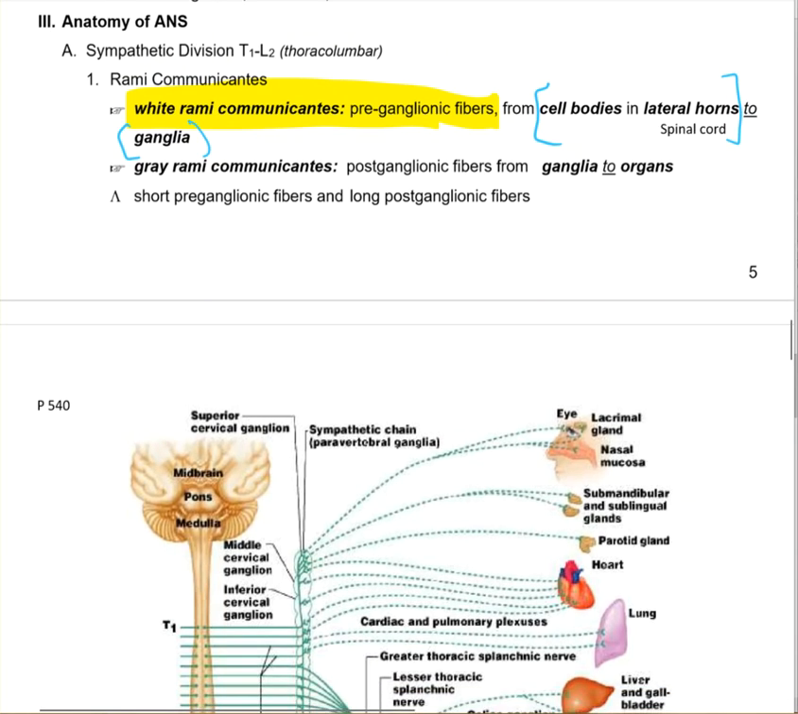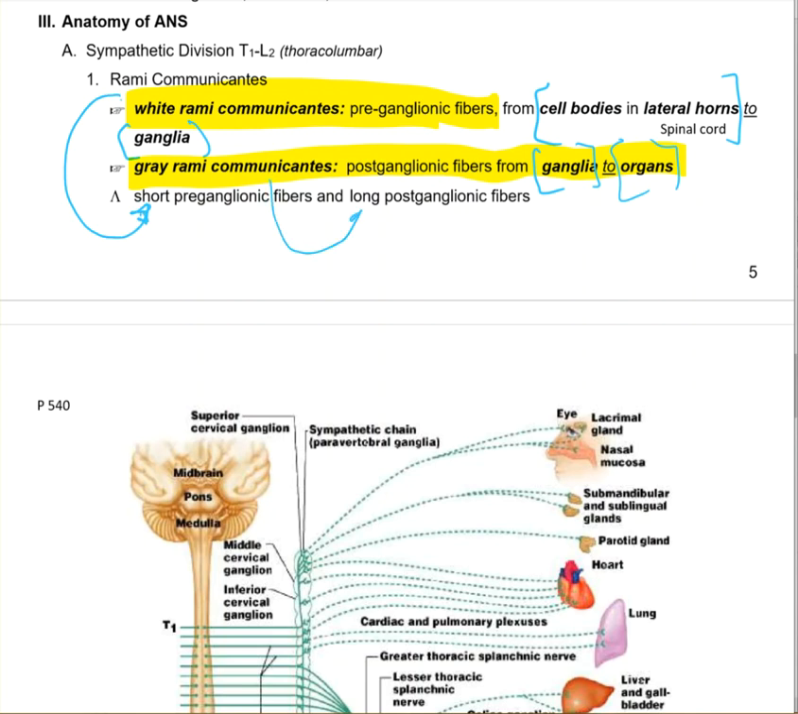All right, now we have the gray rami communicantes. These are the dotted line ones that you see here, or the light colored ones in your book. And the gray rami communicantes are postganglionic fibers from the ganglia to the organ. Okay, so they go from the ganglia out to the organ. Now, white rami communicantes, therefore, are short preganglionic fibers. Gray rami communicantes are long postganglionic fibers.